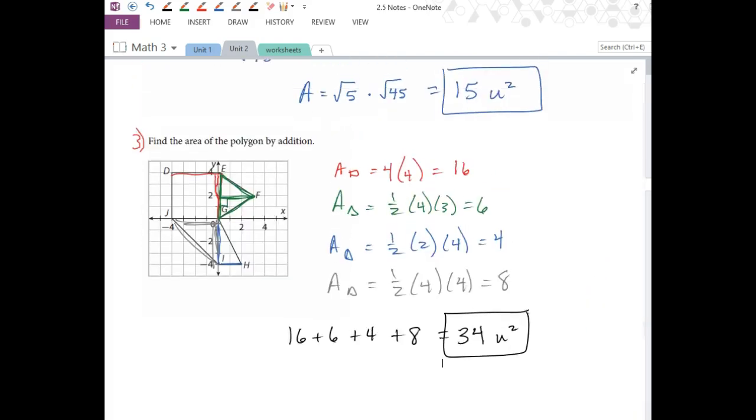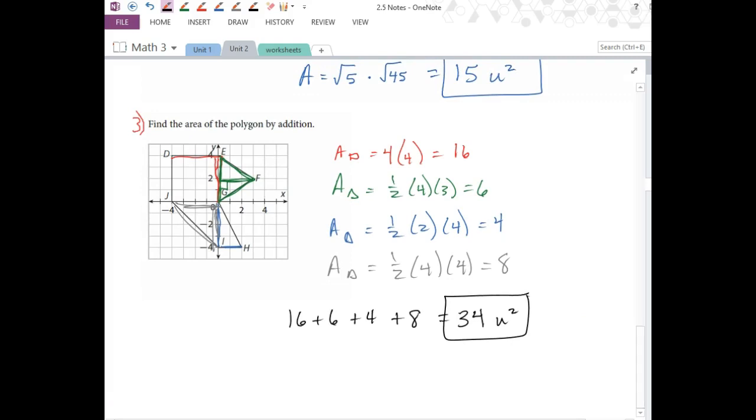How do you guys feel about perimeter and area? Awesome? Solid. Solid. I like solid.